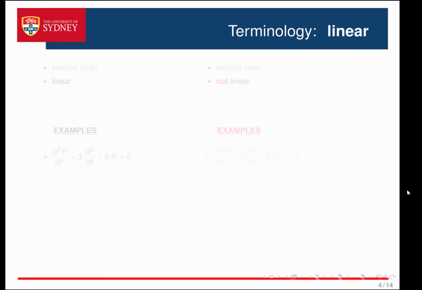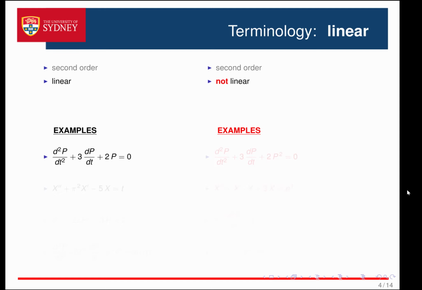Slide 4, Terminology, linear. A condition for a differential equation to be linear is that there are no products of the dependent variable or its derivatives. Here, we will give examples of second-order linear differential equations and compare them with DEs that are not linear, often called non-linear DEs.